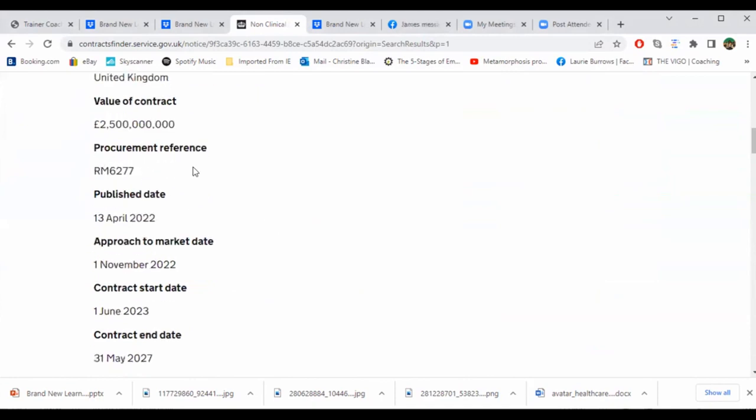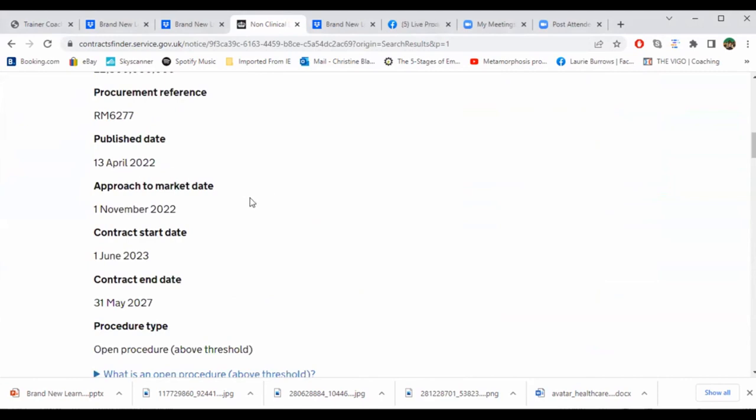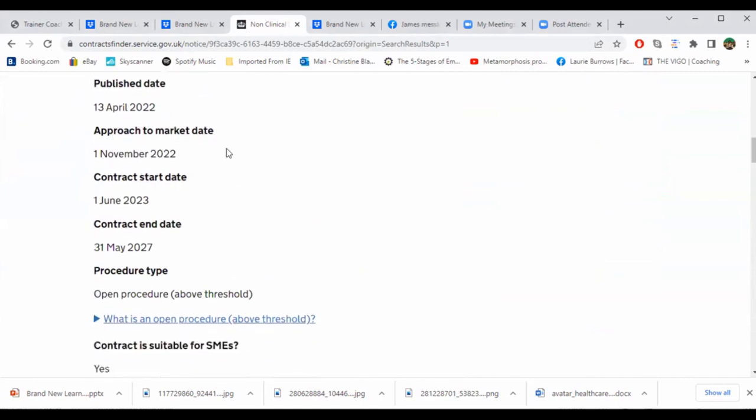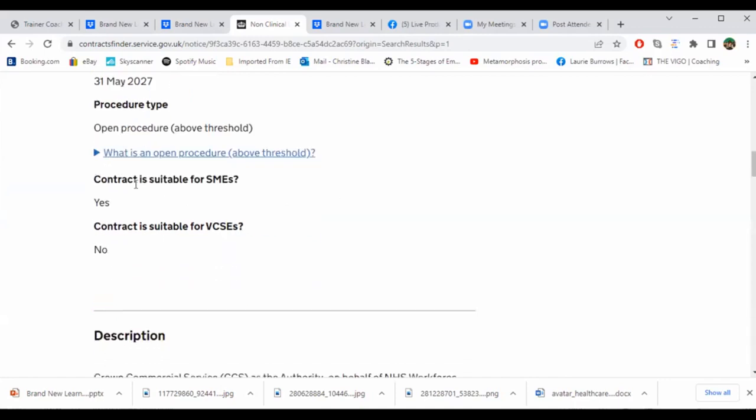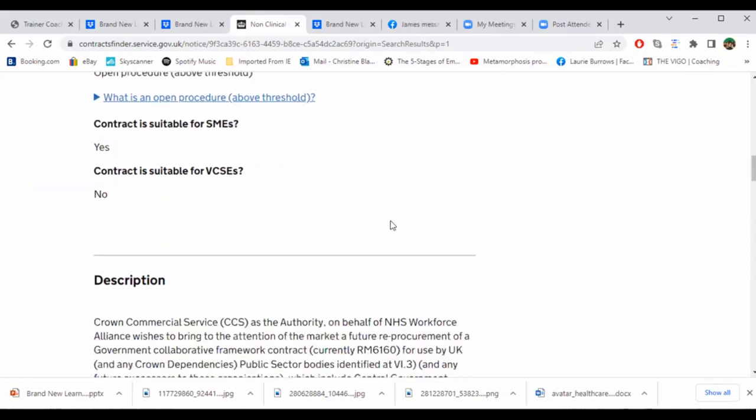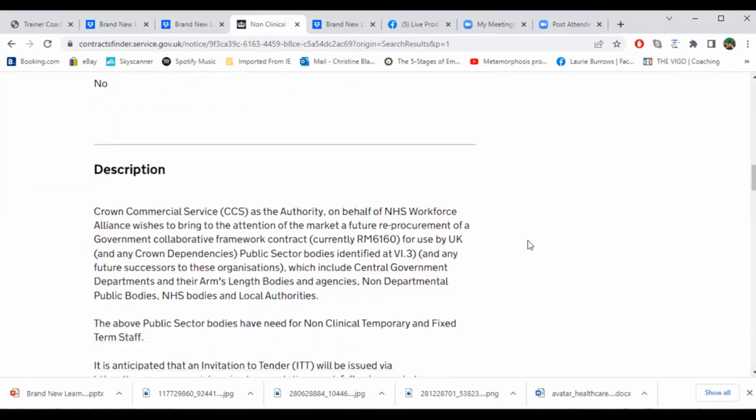Gives you the procurement reference number, published date, when it's going to come on the market, approach to market, but they need to obviously be prepared. Contract start date will be the 1st of June 2023. And then look for this section here where it says contract is suitable for SMEs, small to medium sized enterprises, that means. And it says yes. So that means you should be able to apply for it, providing that you meet the criteria.